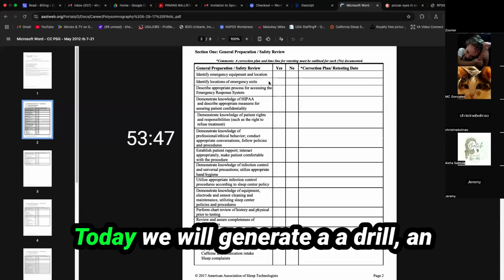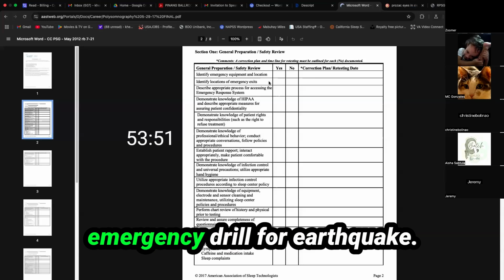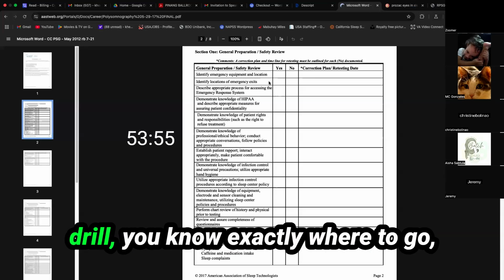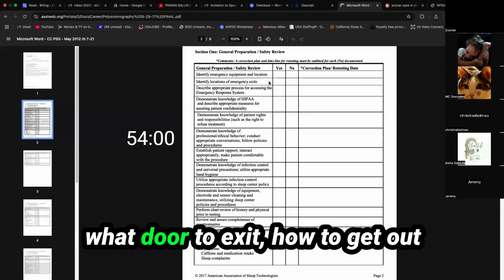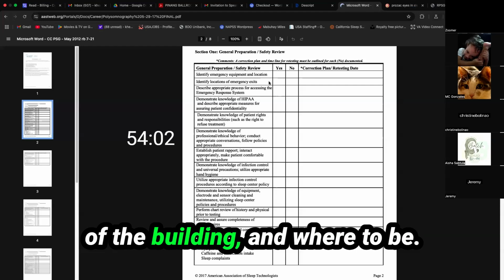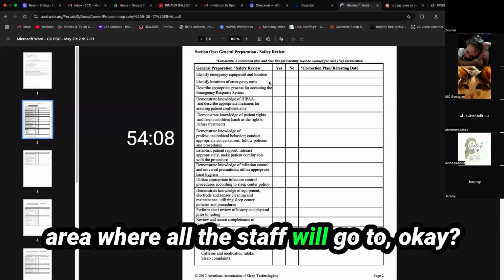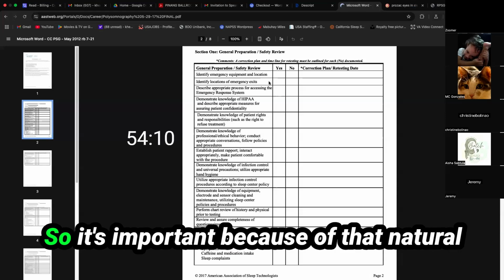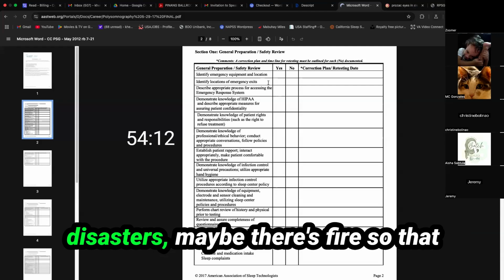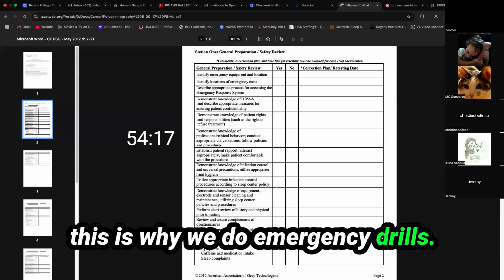Today we will generate an emergency drill for earthquake. So when they start the drill, you know exactly where to go, what door to exit, how to get out of the building, and where to be when you exit the building. There's an area where all the staff will go to, okay? So it's important because of natural disasters. Maybe there's fire. This is why we do emergency drills.